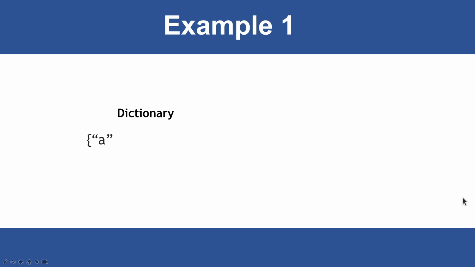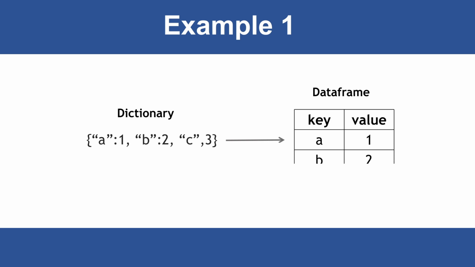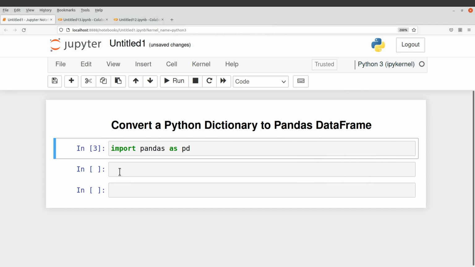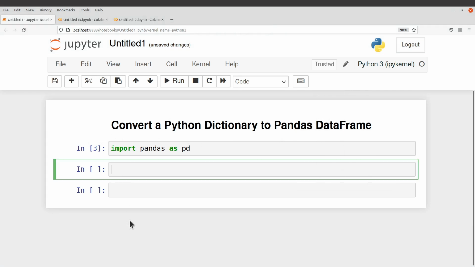Let's look at this dictionary object here. Let's say you want to convert this dictionary to a data frame where you have the keys in one column and the values in another column. It's pretty simple and straightforward. So let's look at how you do that. Let's start by creating that dictionary object.